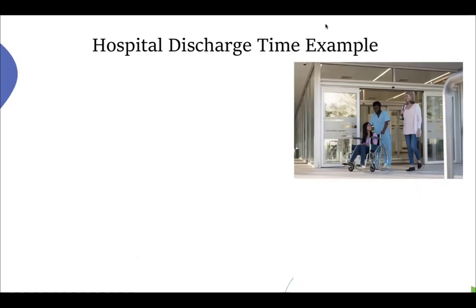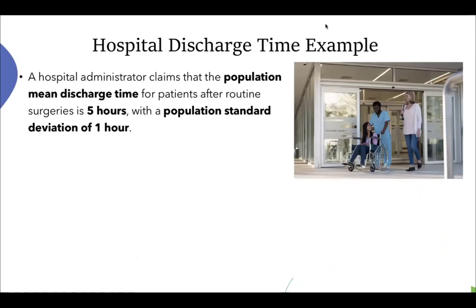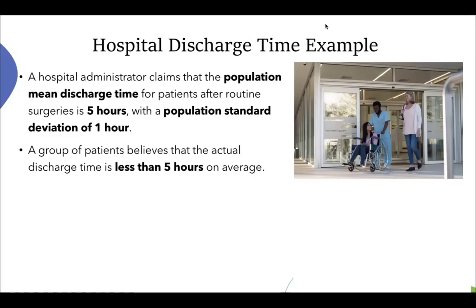Hospital discharge time example. A hospital administrator claims that the population mean discharge time for patients after routine surgeries is 5 hours with a population standard deviation of 1 hour. A group of patients believes that the actual discharge time is less than 5 hours on average.